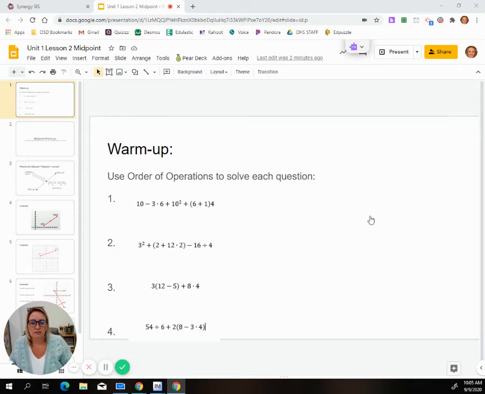Today is Thursday, September 10th, and we are working on midpoint formula. Go ahead and take a couple of minutes to work through this warm-up.